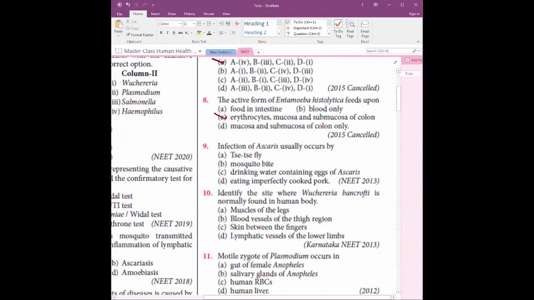See, this Entamoeba histolytica, when it goes crazy, what is going to happen? It is going to eat into your intestine. It's going to bore holes into your intestine, guys, and from there it is going to enter the blood. From the blood, it is going to travel through the body and reach your liver. In the liver, it is going to cause a liver abscess, meaning it is going to cause damage to the liver. So, guys, erythrocytes, mucosa, and submucosa of colon. So all the three. Okay, next.